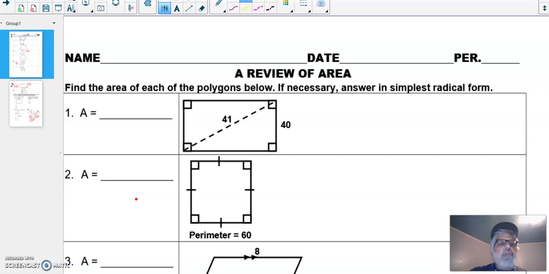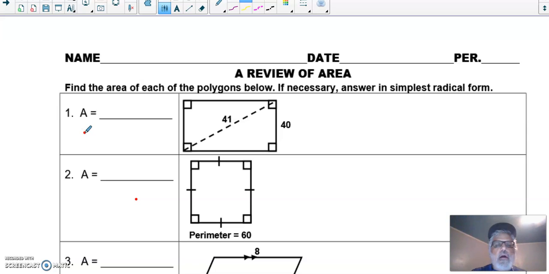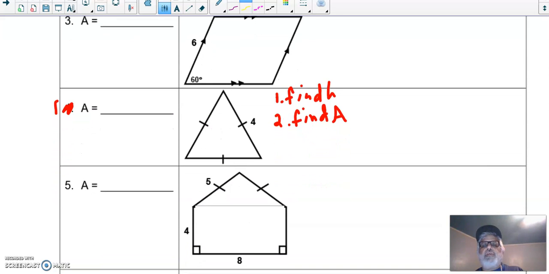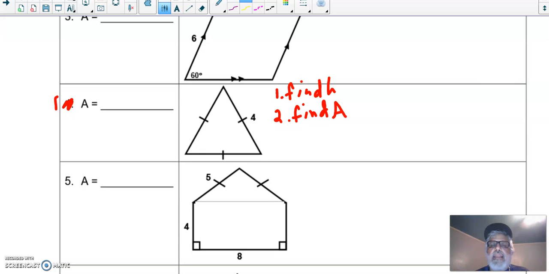Okay, in this video, we will be working on more area, and it's going to be the second part of the review of area. So right now, we're going to be talking about getting the area of a triangle. So the formula for the area of a triangle is the base times the height divided by 2. And a lot of times, it's the height that's tricky to get, okay?